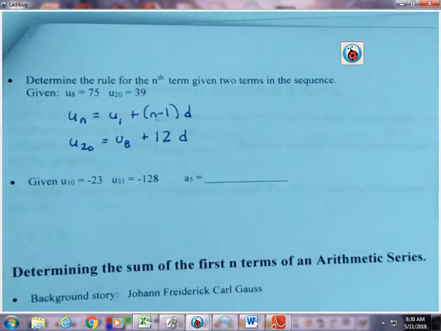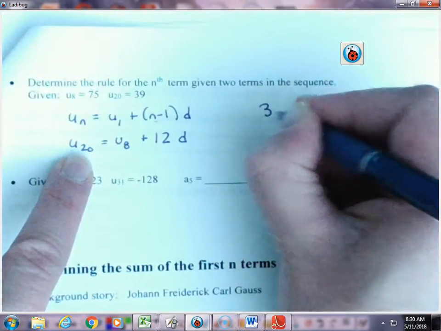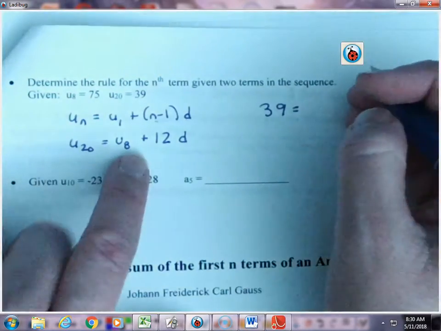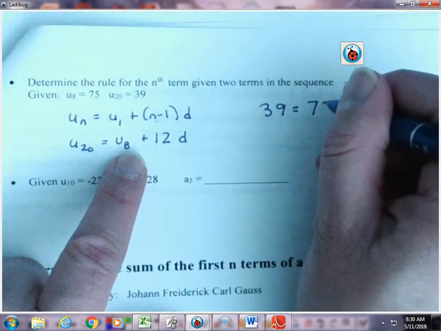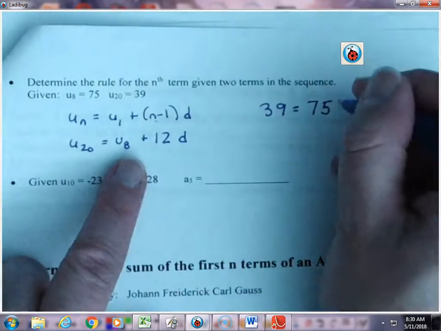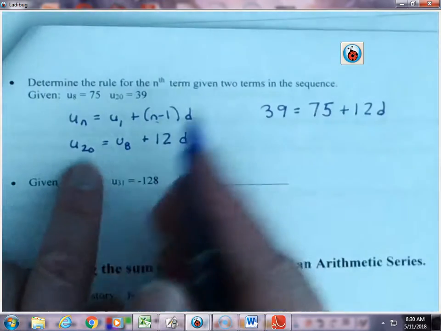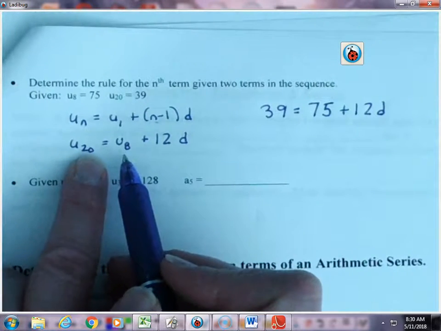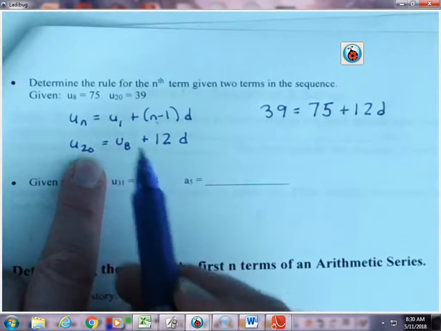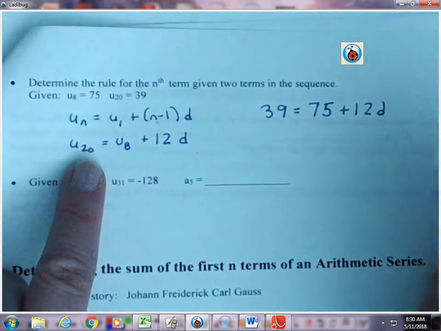Okay, so if we know that, what we can do is substitute in u sub 20 is 39, u sub 8 is 75. Do you think d is going to be positive or negative? Negative, yeah, because it's going down. Plus 12d. I subtracted the 20 and the 8. So to get from the 8th up to the 20th, that's how many times I would have to add d.